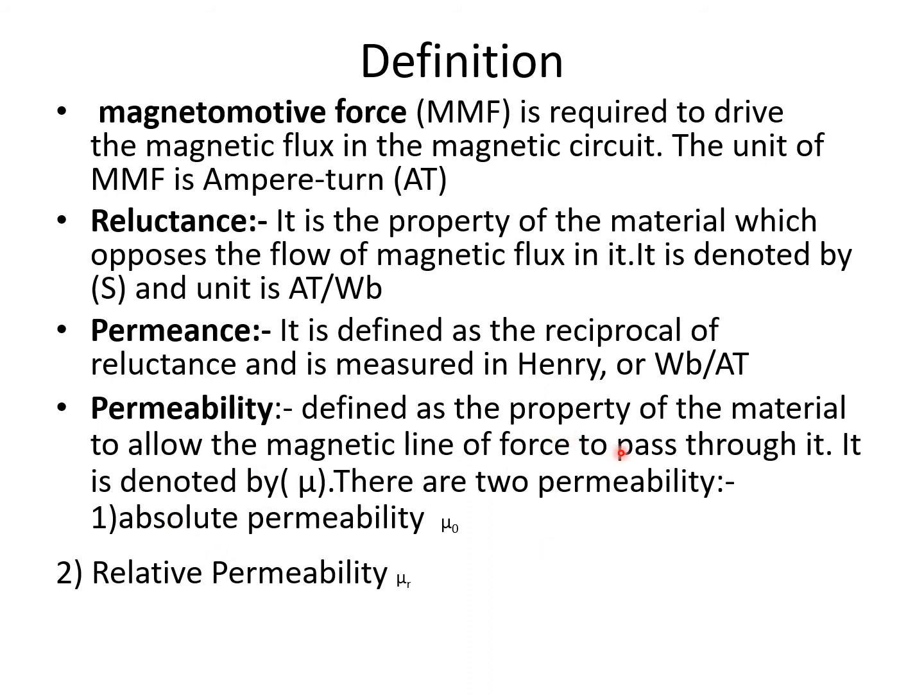It is defined as the property of the material to allow the magnetic lines of forces to pass through it. It is denoted by mu, and as I have said earlier, there are two permeabilities. One is absolute permeability and second is the relative permeability. It is denoted by mu r.